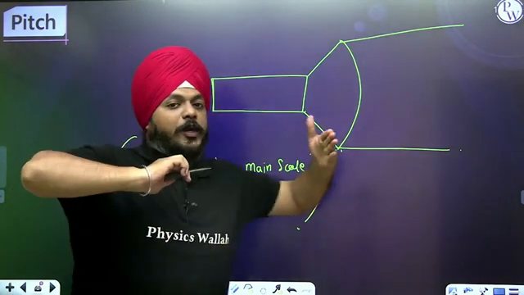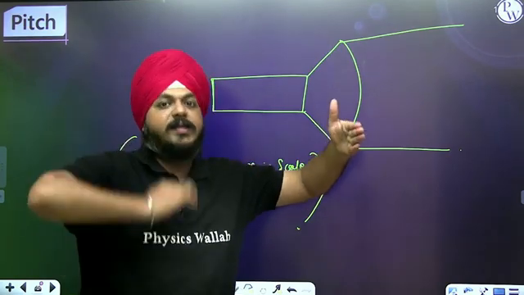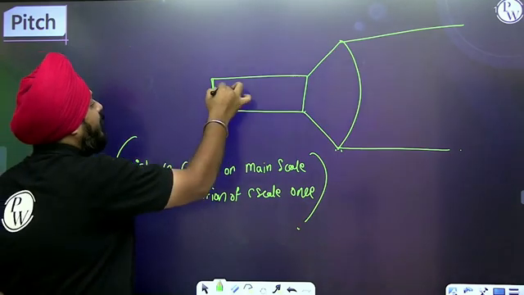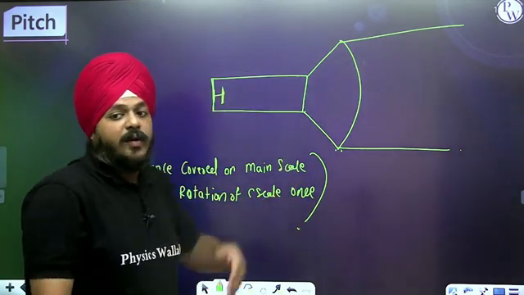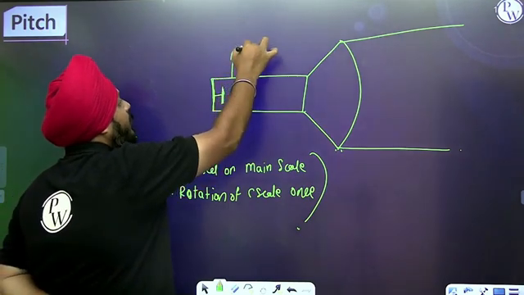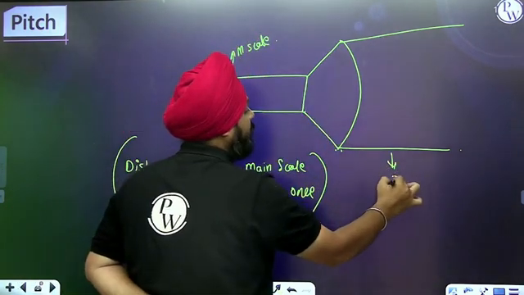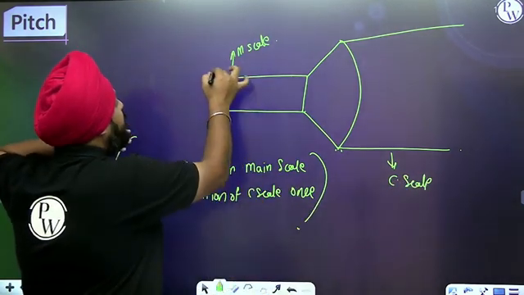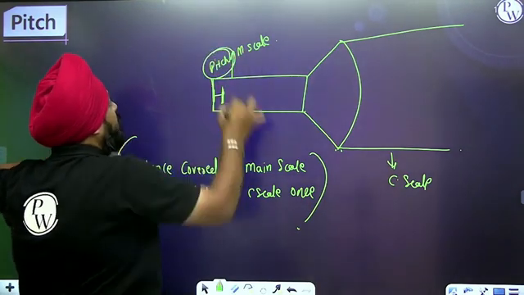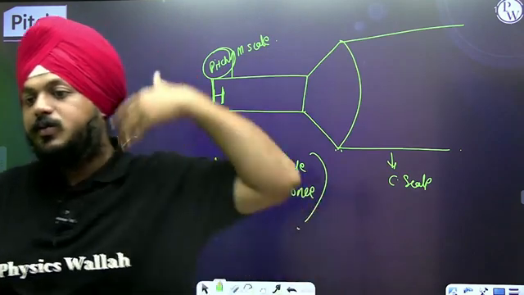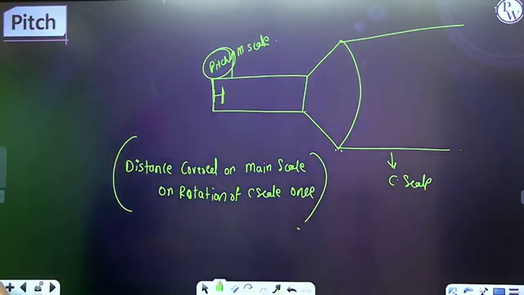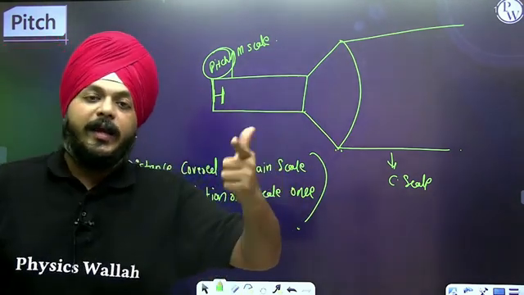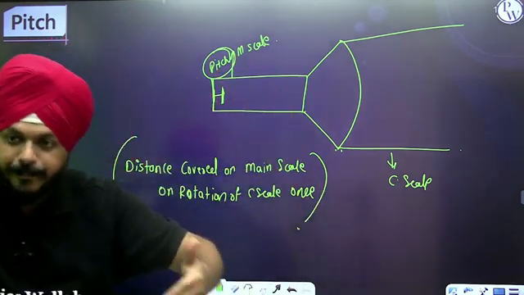On the rotation of the circular scale by 360 degrees, how much linear distance is covered on the main scale? This is the main scale, this is the circular scale. If the circular scale is rotated by 360 degrees, how much linear distance is covered? It is known as pitch. So the distance covered on the main scale on one rotation of the circular scale is known as pitch.